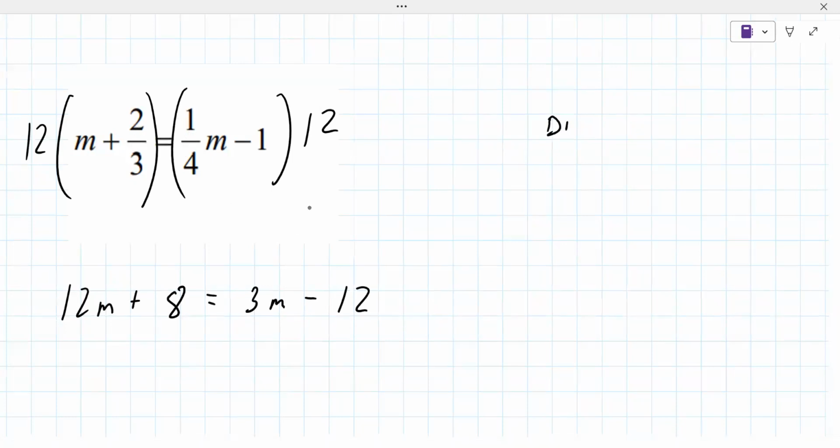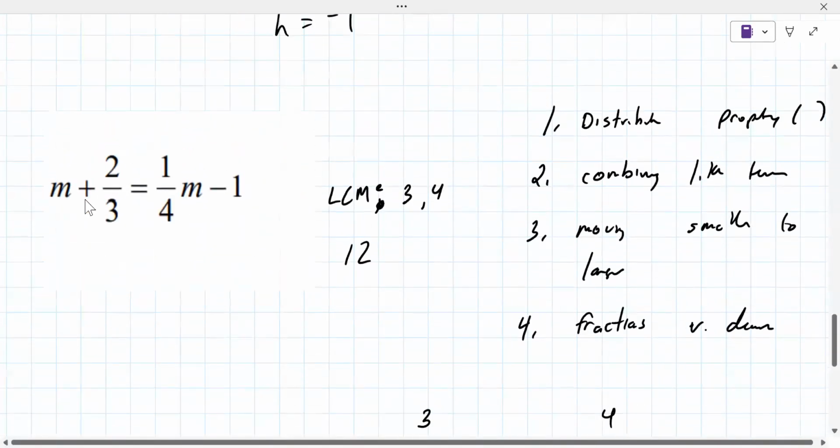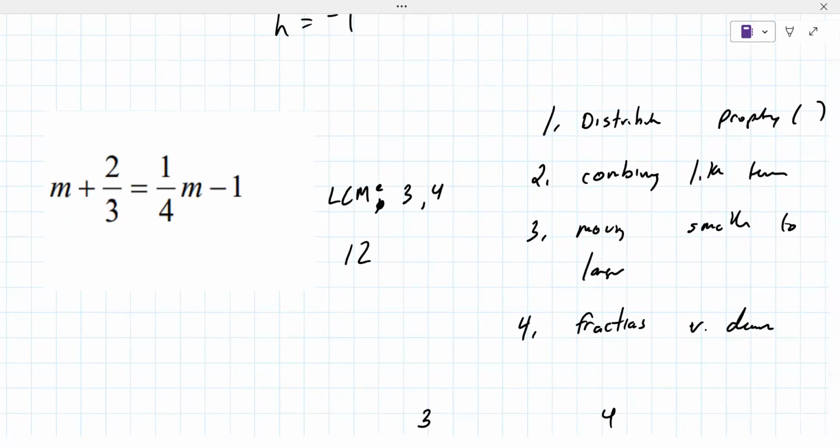Wait, can you scroll up again? Sure. Okay, wait, it's the same problem, I'm just copying it down. Okay, yeah.